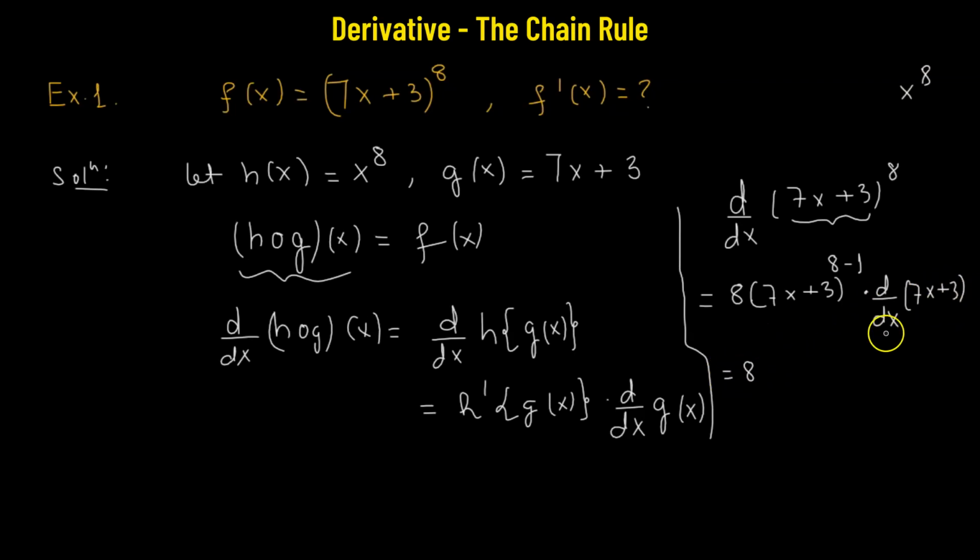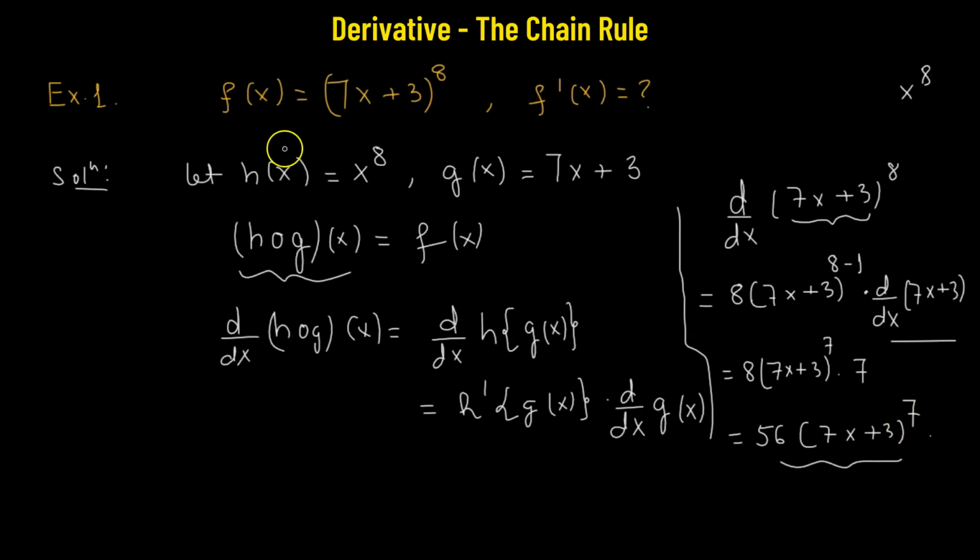So this is how we can apply the chain rule. Now let's complete the solution. We have 8 times (7x plus 3) raised to the power of 8 minus 1, which is 7, multiplied by the derivative of 7x plus 3, and this is 7. So finally we have 8 times 7, that is 56. So we have 56 times (7x plus 3) raised to the power of 7.